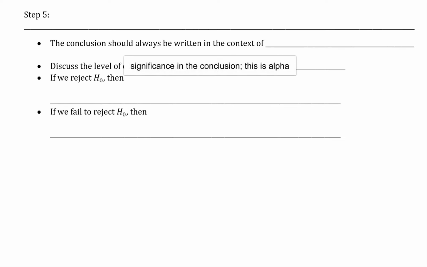Step 5 is to write the conclusion. So we've done all of this work going through our hypothesis test. We made our decision in step 4, and now we're going to conclude. The conclusion should always be written in context of the alternative hypothesis. So we're always going to write our conclusion in terms of HA.